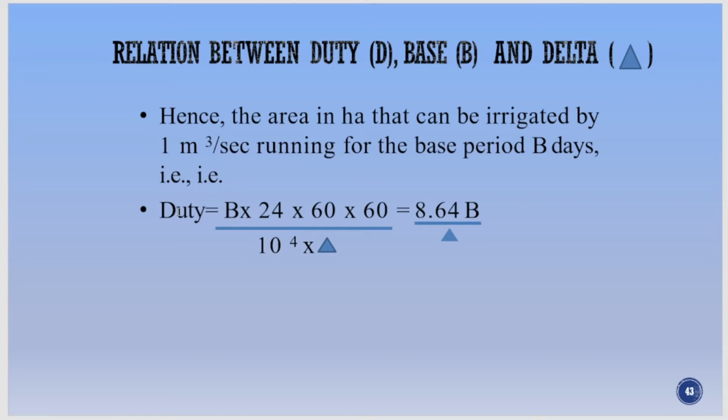Duty is basically supplying water to any irrigation field. So B into 24 into 60 into 60, divided by hectares, 10 raised to 4, will give you this. If you want to find out duty, duty is equal to 8.64 B divided by delta, where B is the base period. So 8.64 multiplied by base period divided by delta will give you the duty. This is the relationship that exists between duty, delta and base period.